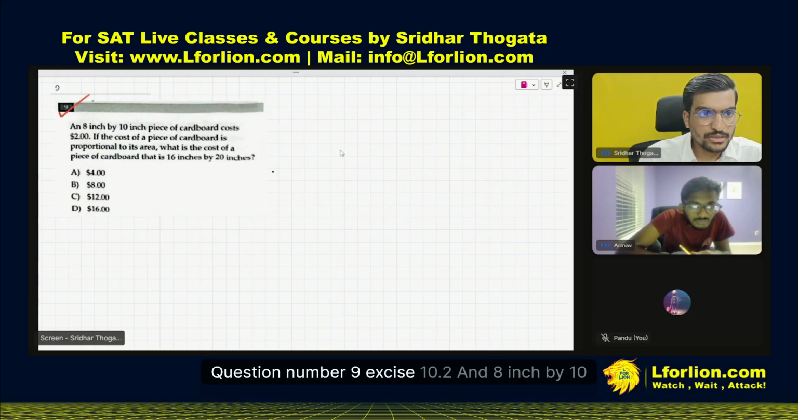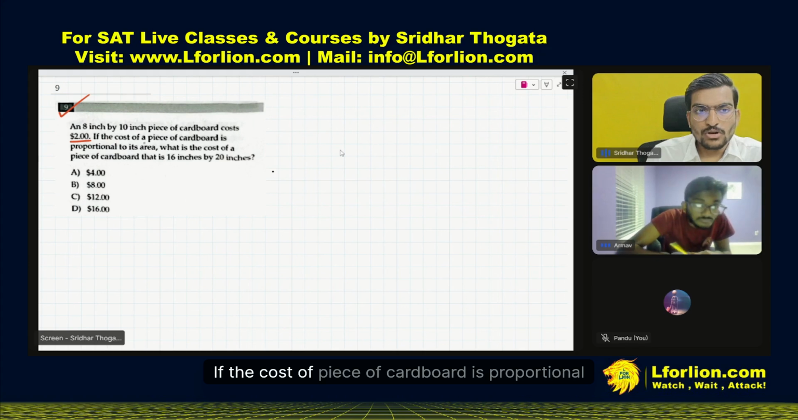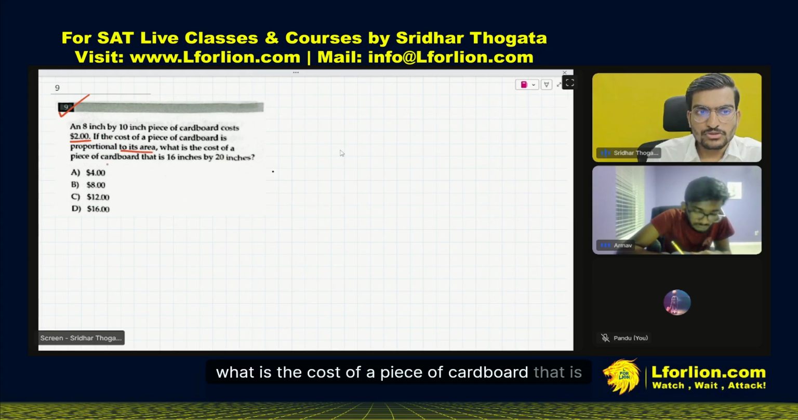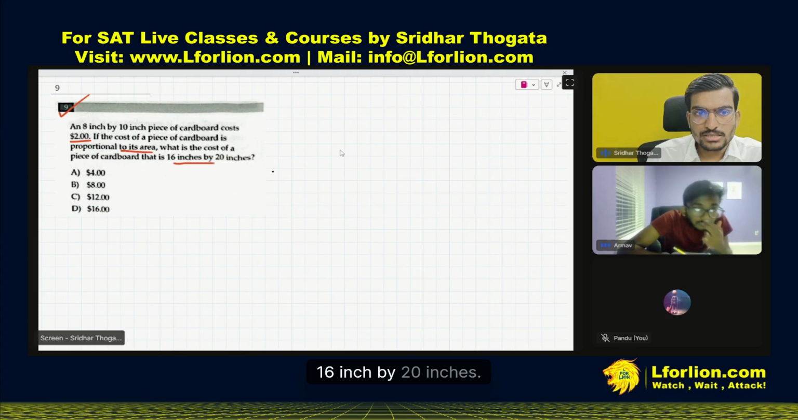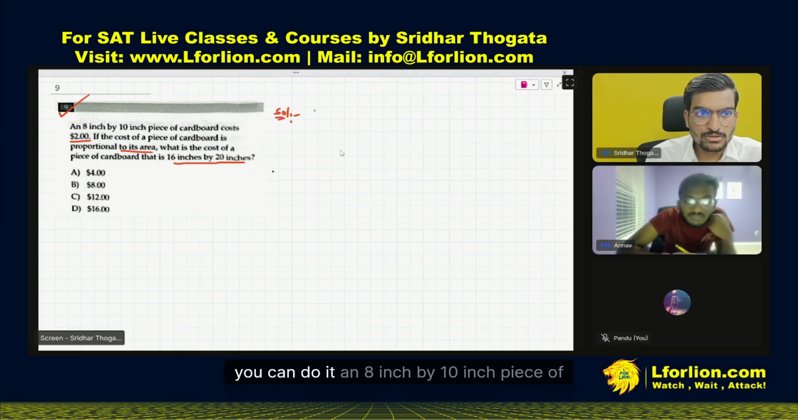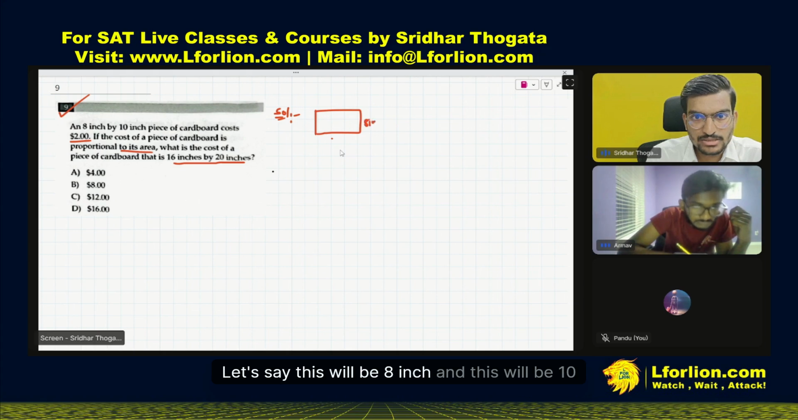Question number 9, exercise 10.2. An 8-inch by 10-inch piece of cardboard costs $2. If the cost of a piece of cardboard is proportional to its area, what is the cost of a piece of cardboard that is 16-inch by 20 inches? You need to understand the question well so that you can do it. Let's say this is 8-inch and this is 10-inch of cardboard.